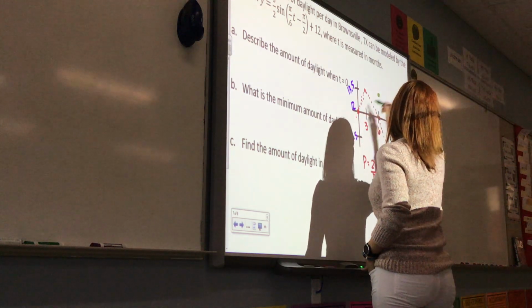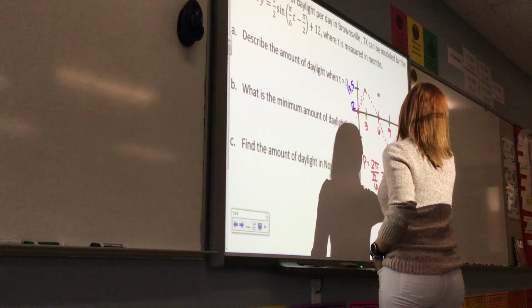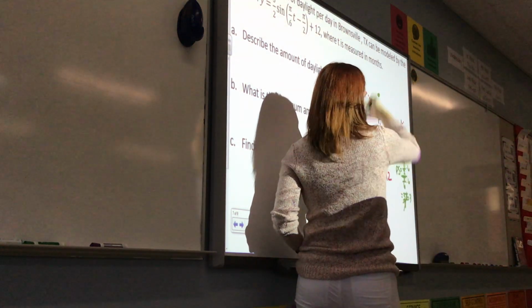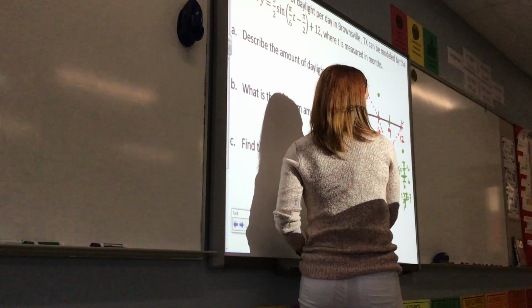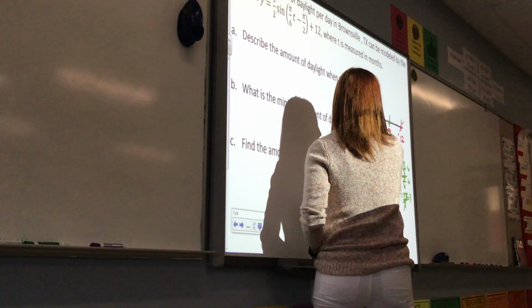This one will go here. This one will go here. I don't want to add to my graph. What do I know will be the point on my 0? Will it be at min, max, or midline? Okay.